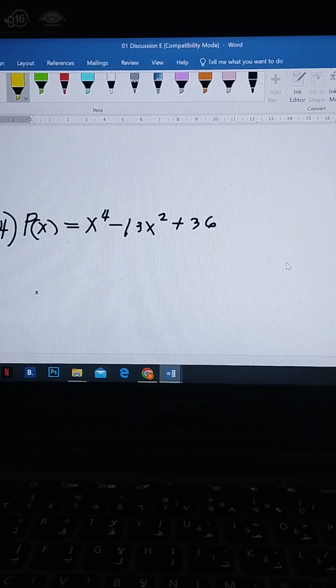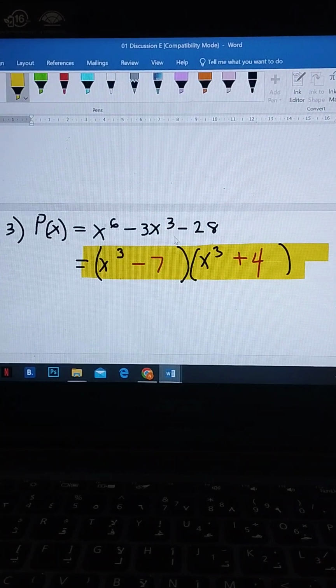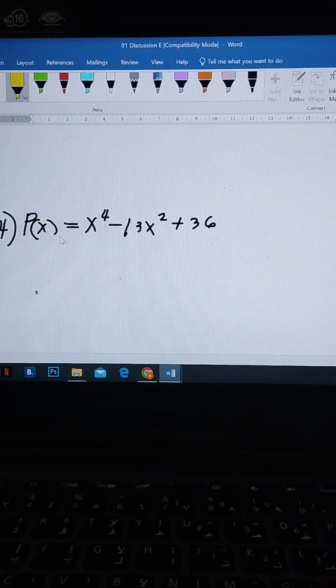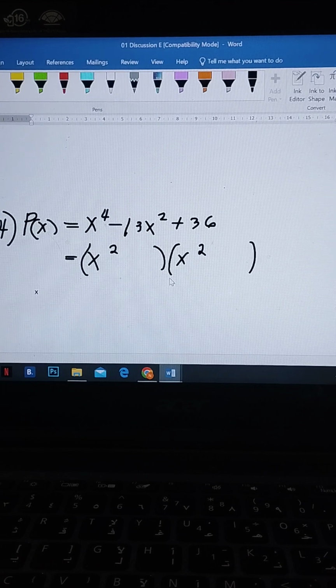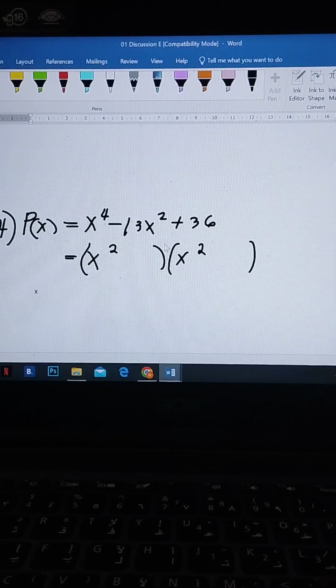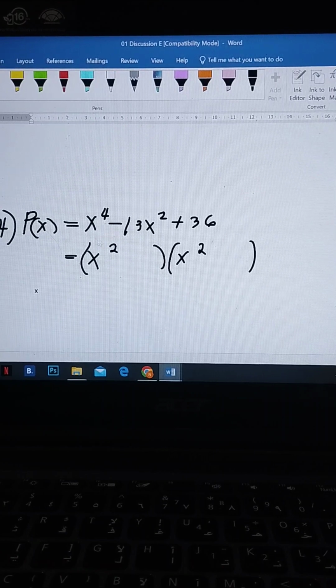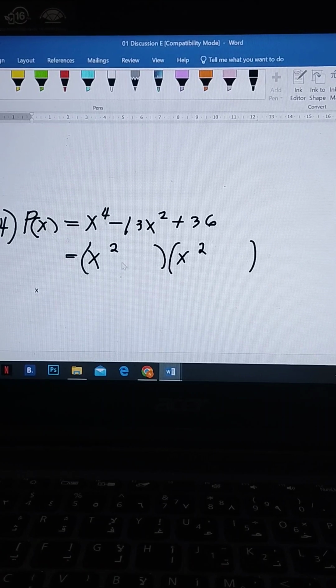Number 4. This one has degrees 6, 3, 0. This one is 4, 2, 0. So you can make use of quadratic factoring: x squared and x squared. What are the factors of 36 so that when added the sum is negative 13? Both factors are negative, that is 4 and 9.